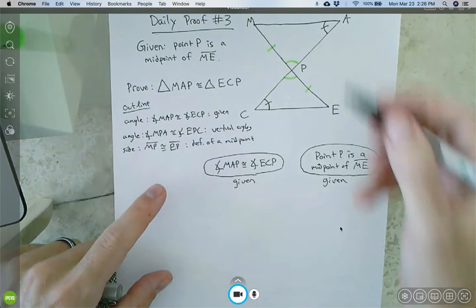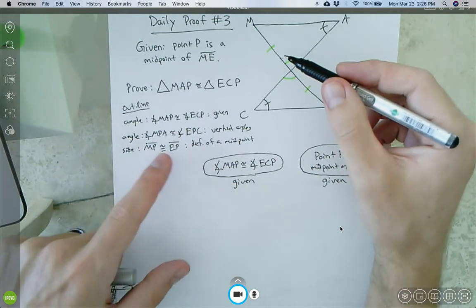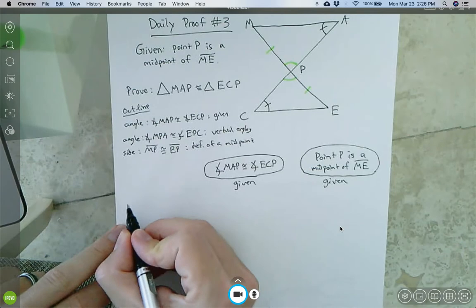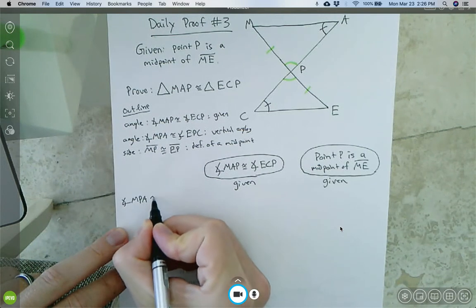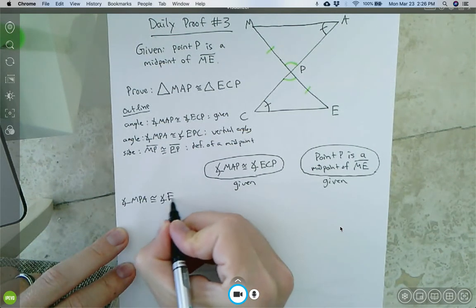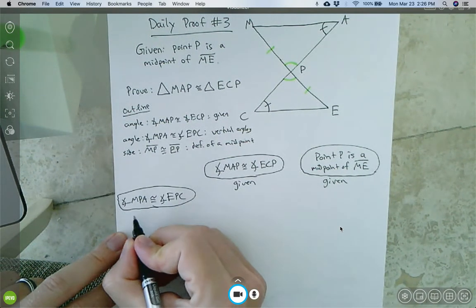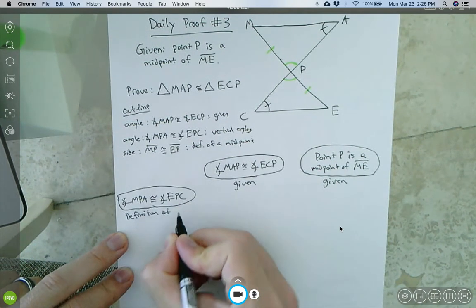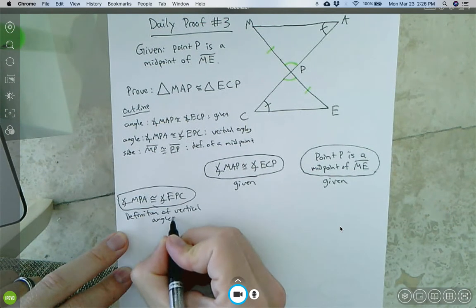Okay. Now, vertical angles right here. That wasn't given, but that's something that we could figure out. So we know that angle MPA is congruent to angle EPC because of vertical angles here. I'll put this right over here. Angle MPA is congruent to angle EPC. And that is because of the definition of vertical angles. We know that vertical angles are congruent.